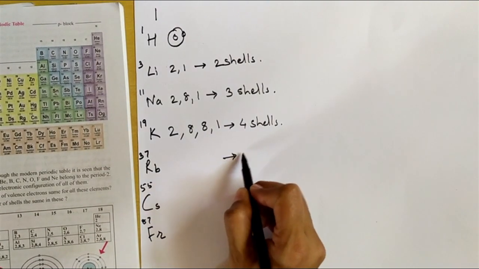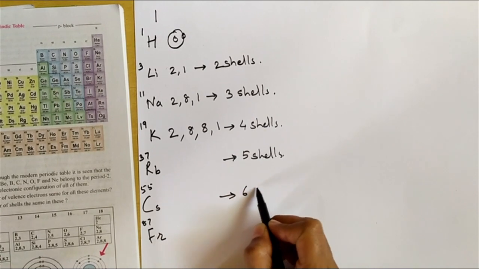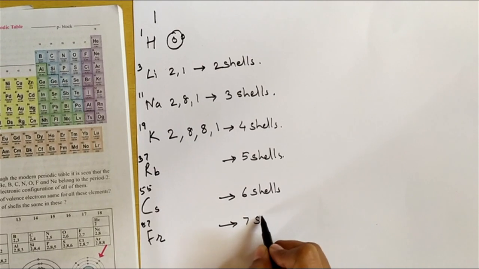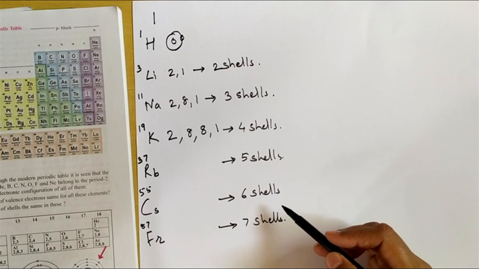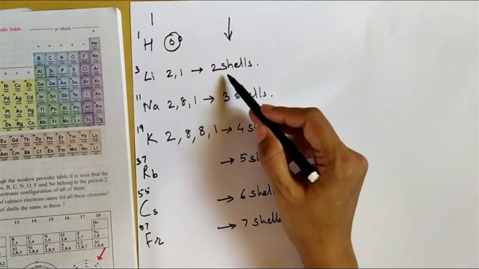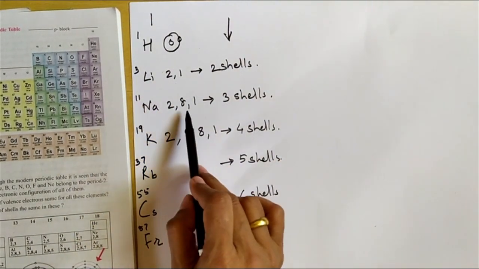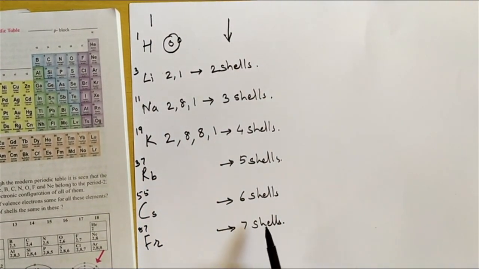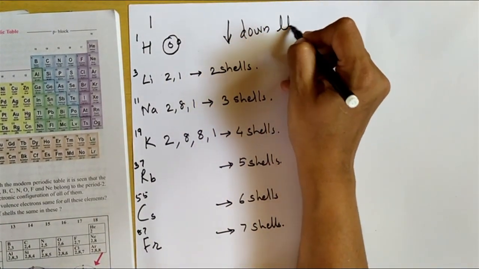Rubidium will have 5 shells. Calcium will have 6 shells. And francium will have 7 shells. Or we can call them also as orbits. That means if we see down the group, the number of shells goes on increasing. Hydrogen has 1, lithium 2, sodium 3, then 4, then 5, 6 and 7. That means the number of shells goes on increasing. This is down the group.